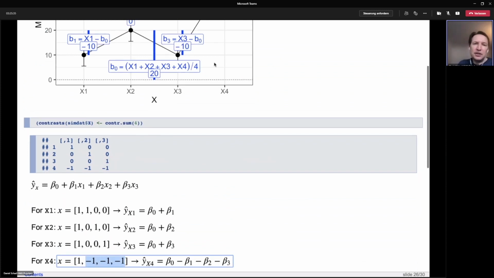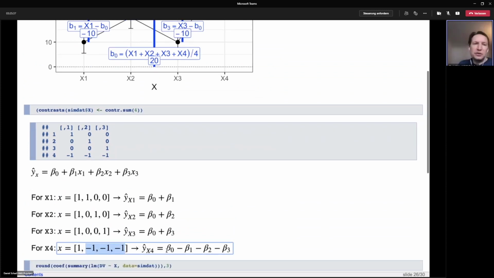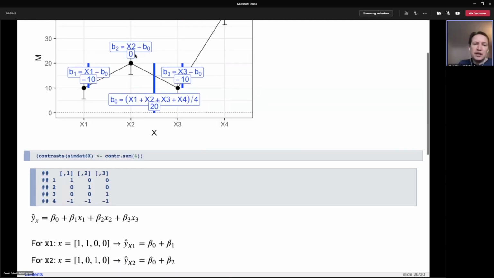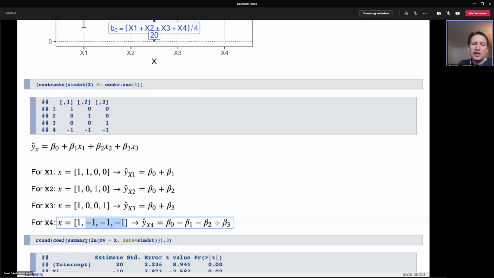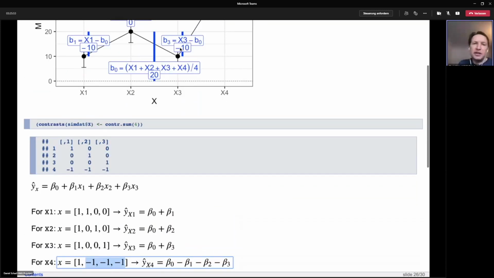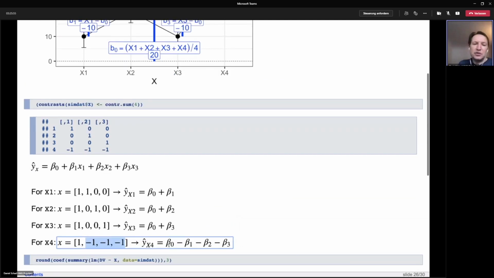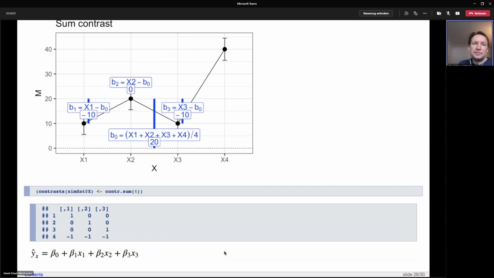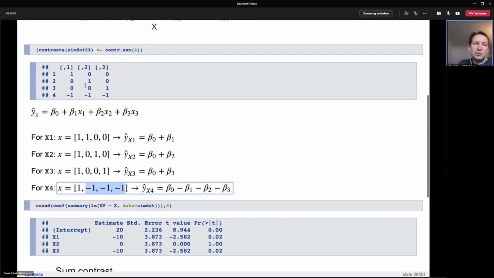And interestingly, this exactly gives us the estimate that we want. So beta 0 is 20 minus beta 1. Beta 1 is -10, so minus and minus cancels out, plus 10. Beta 2 is 0. So this doesn't change things. Minus beta 3. Beta 3 is -10. So again, a plus 10. So 20 plus 10 plus 10 gives us exactly the value of 40. Okay, so interestingly, these -1s allow us to use the other contrast coefficients to make a prediction for the last factor level.